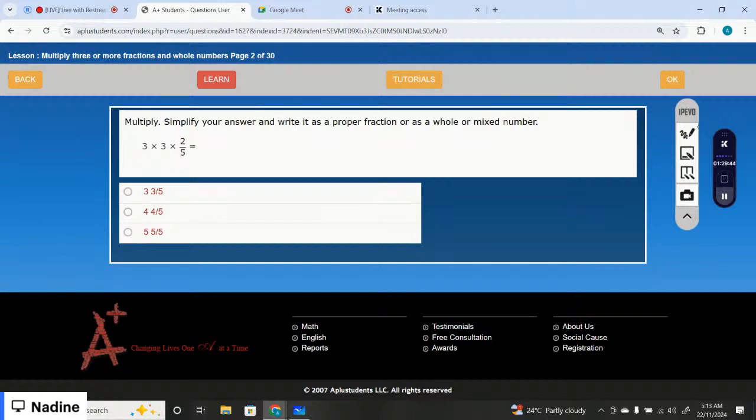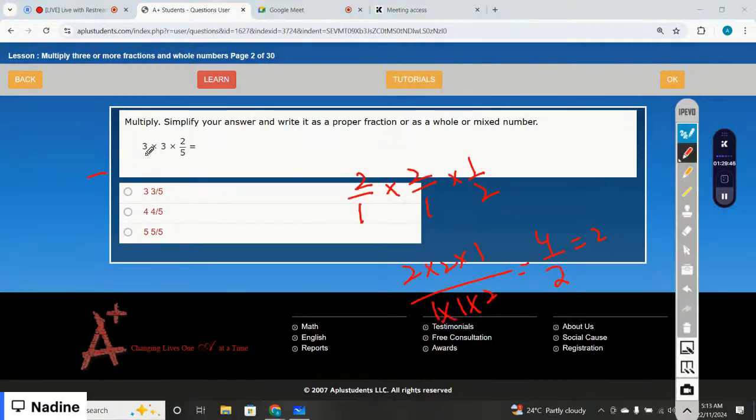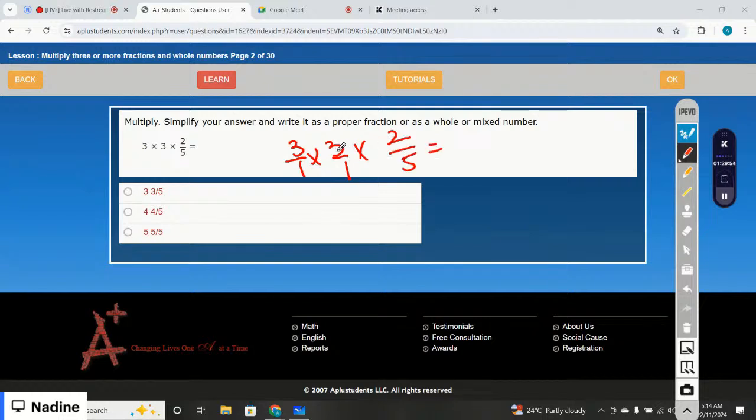Three times 2 by 5. So that is 3 by 1 times 3 by 1 times 2 by 5. Let's just multiply all the numerators. 3 times 3 is 9. 9 times 2 is 18, and 18 over 5 it is.